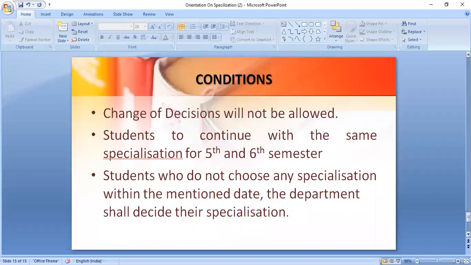And the last thing, please note, for students who do not choose any specialization by 22nd of May this month, if we receive any Excel sheet where we find that students have not filled in their specialization, the department will decide their specialization. So we will finally fit you wherever we think you can manage to learn and sail through BCom. Is this clear? Next.